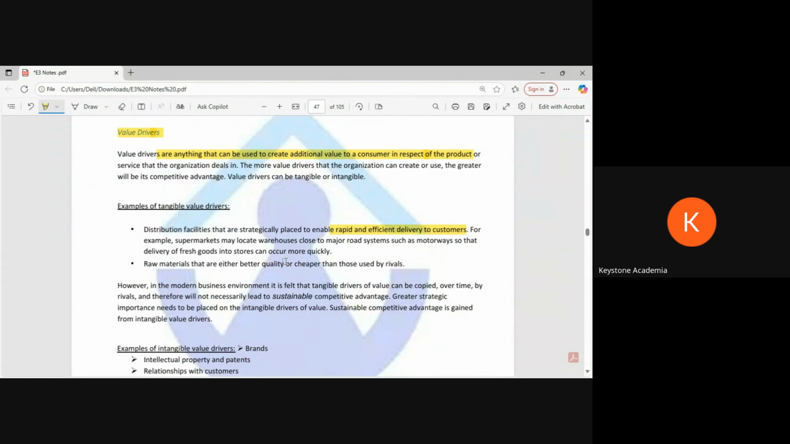can occur more quickly. Then better quality, cheaper price than the rivals, friendly staff, easy to use website, coupons. There are so many things. Maybe Misbah, yeah.